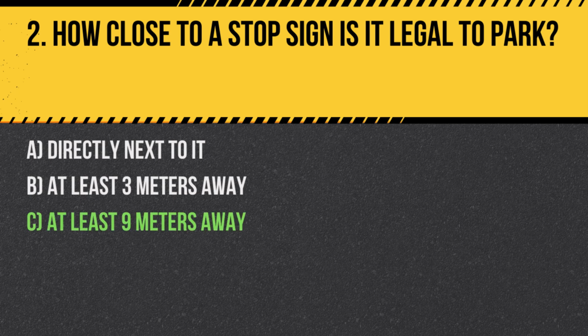Answer. C. At least 9 meters away. To ensure visibility and safety, you must park no closer than 9 meters from a stop sign.